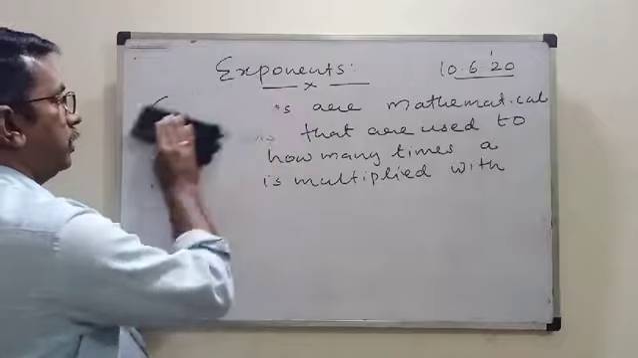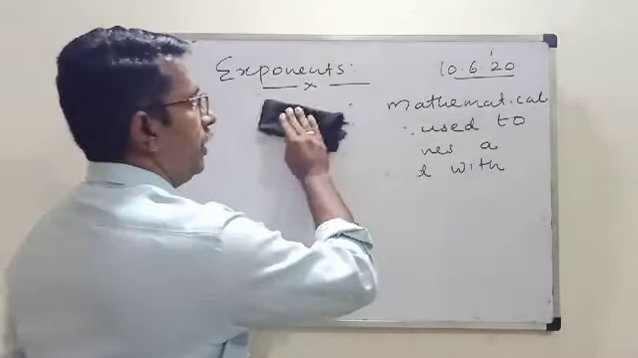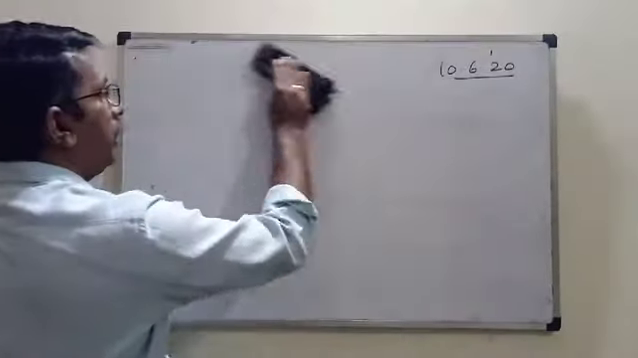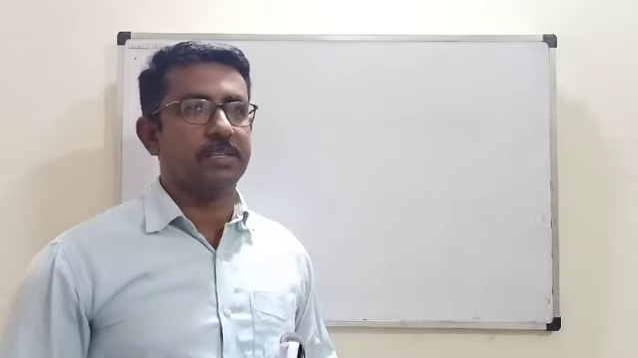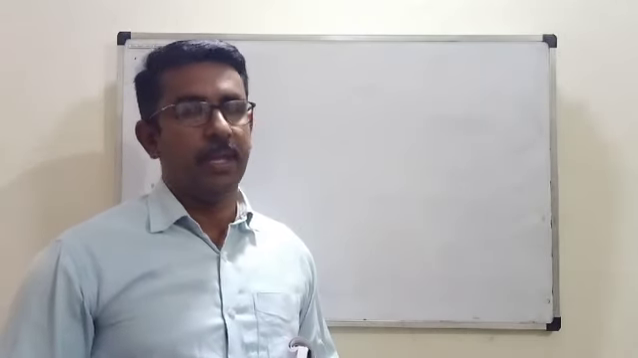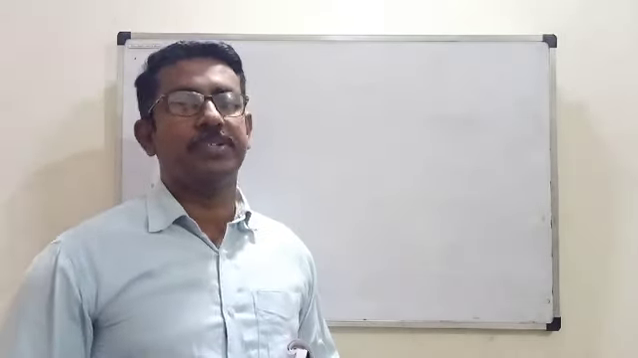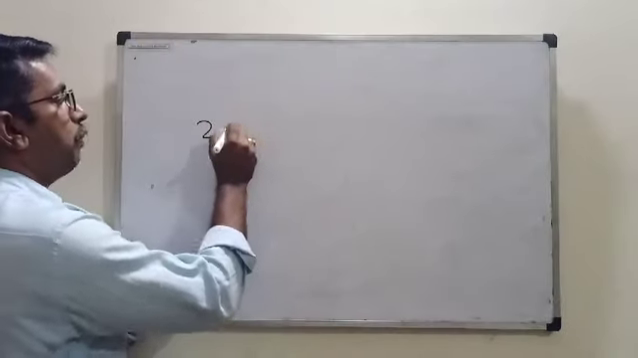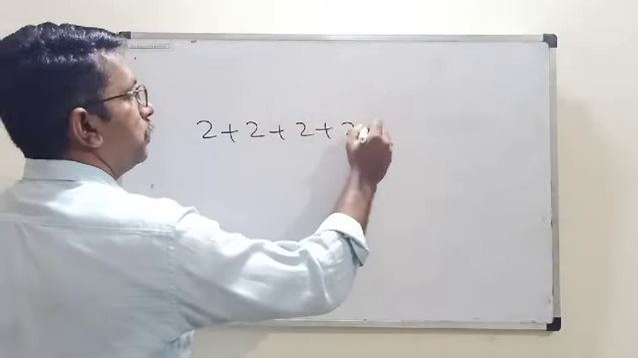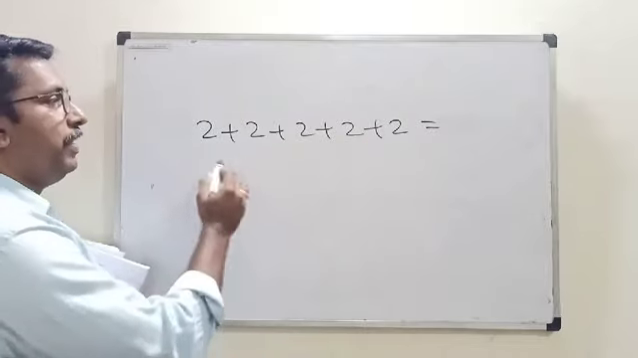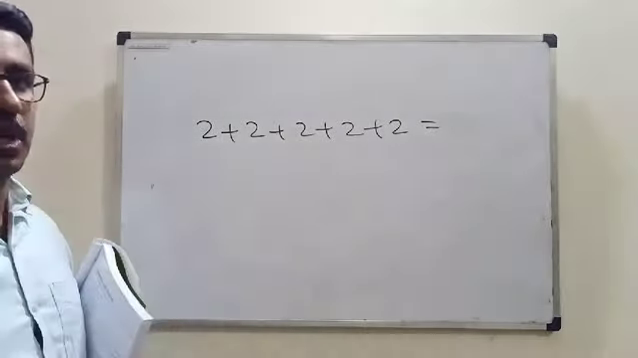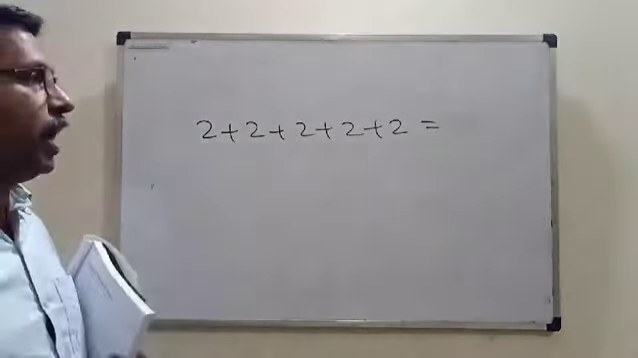Dear students, you know about addition, isn't it? And multiplication. What is the relation between addition and multiplication? In lower classes, you already studied that repeated addition of a number is called multiplication. That means, look at the board. 2 plus 2 plus 2 plus 2 plus 2. 1, 2, 3, 4, 5. Here we add 2 five times. So this is repeated addition of a number.